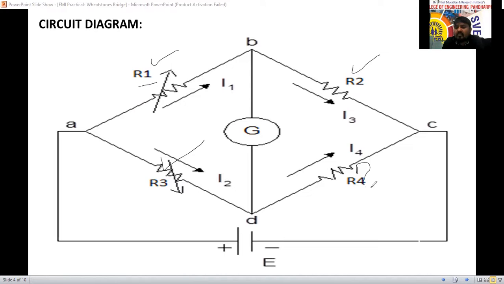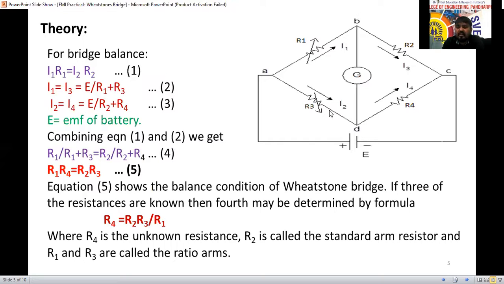Then we have to derive the formula for R4. So for that reason, we have to do the derivation here now. In simple form, I will explain the derivation. Considering this circuit diagram only, which current is flowing here?